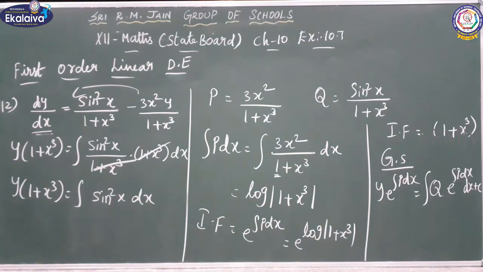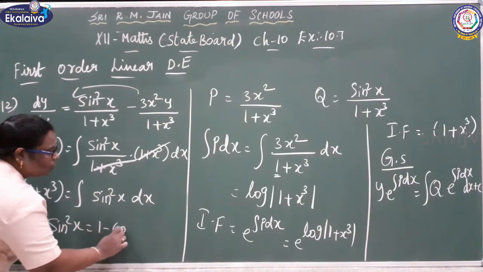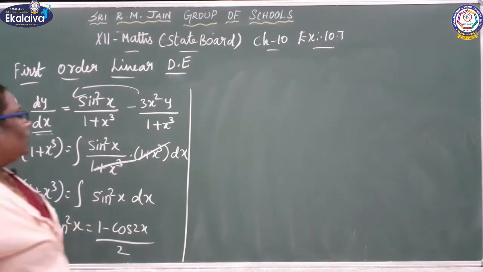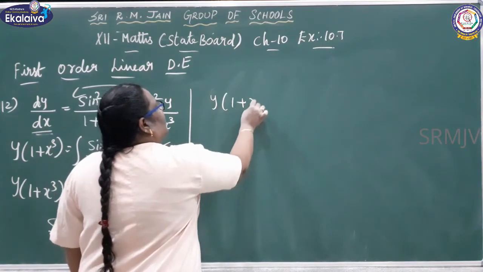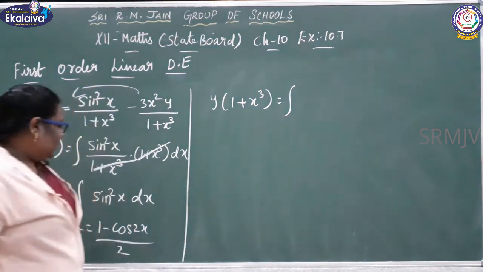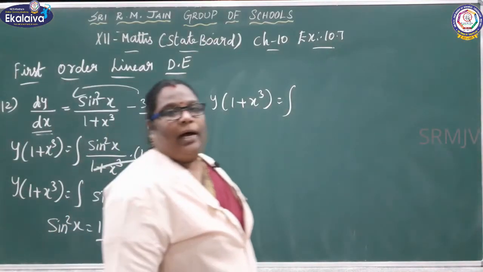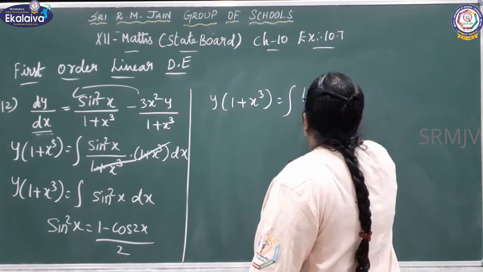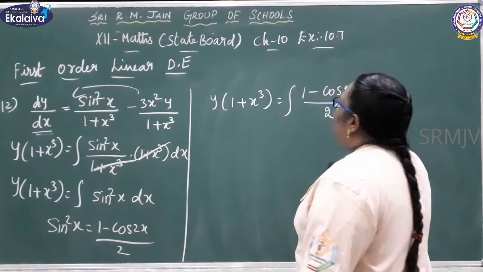Integral sine square x we cannot integrate straight away, so you can use the trigonometric values. What is the trigonometric value of sine square x? You can write 1 minus cos square x, but you have another formula also: 1 minus cos 2x by 2. So you can apply this formula. Y into 1 plus x cube equal to integral of 1 minus cos 2x by 2 into dx.